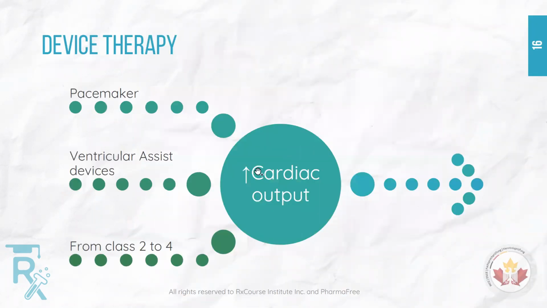Okay, before going to the medication, there are some devices, but it's not our job to go deeper into that, that will help in increasing the cardiac output. A pacemaker to regulate the heart rate and achieve balance between heart rate and the contractility force, or a ventricular assist device, something to help the ventricle to contract more and push more blood. And these are usually used in NYHA class 2 to 4.